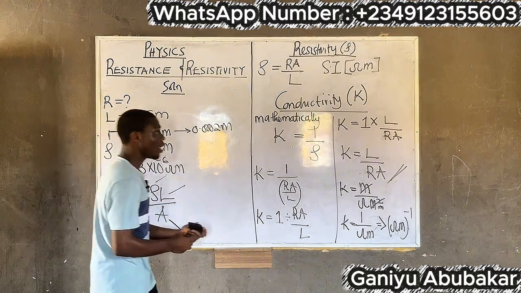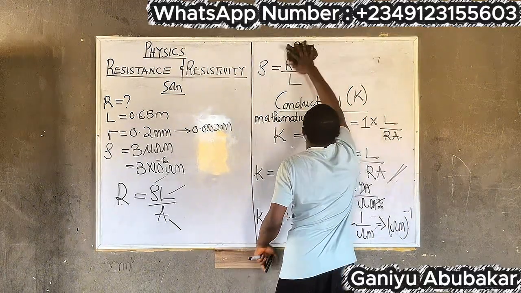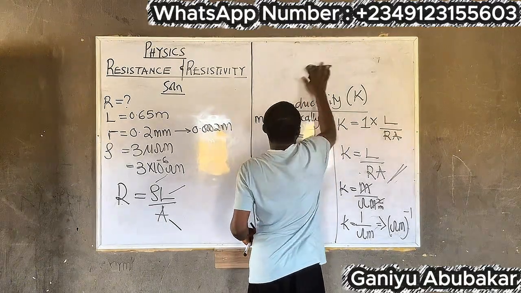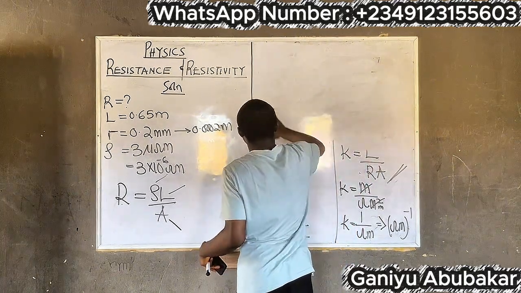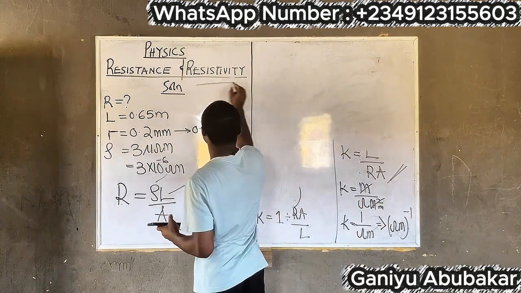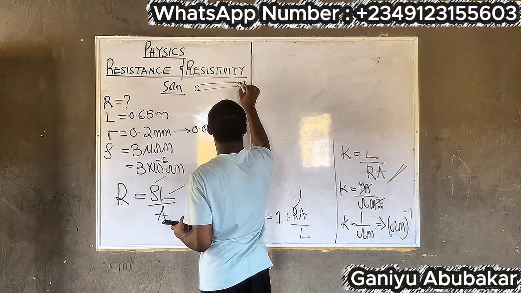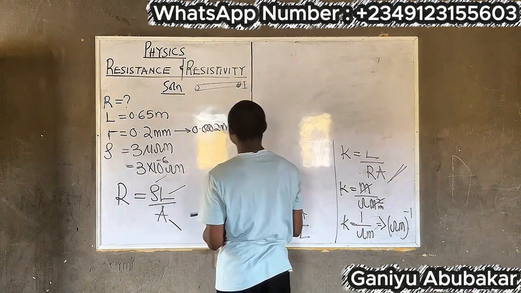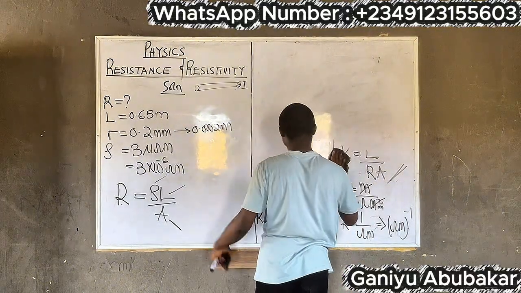Area and radius together, how? I will recall that area is pi r squared. Why am I using pi r squared? Because it is the area of a circle. Why am I using the area of a circle in this case? Because when I do a wire this way, this is the diameter, and half of it is the radius. So it's circular in nature. That's why I'm using the area of a circle as my A in this case.